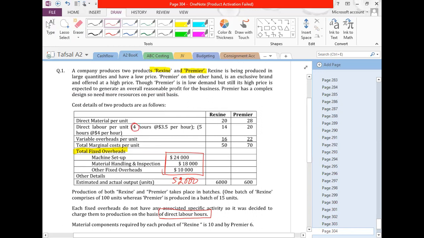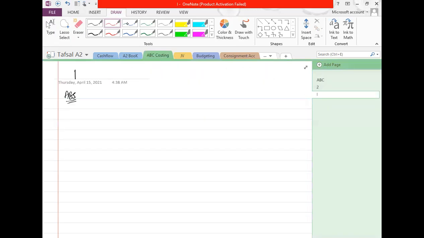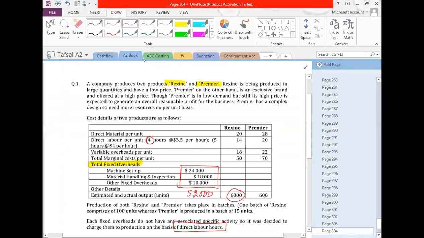Look here, a unit takes 4 hours and 6,000 are the units. Labor hours: 4 at the rate of 6,000, 24,000 for Rexine, and for Premier, 5 hours at the rate and for 600 units.